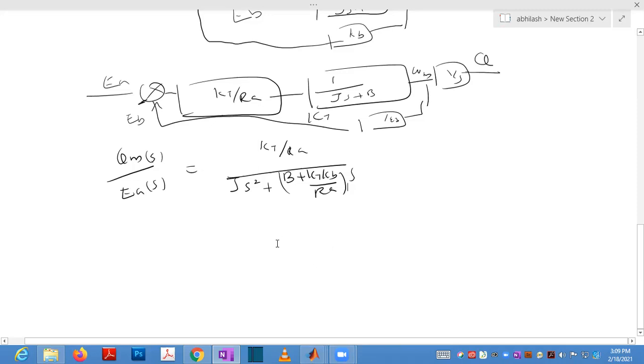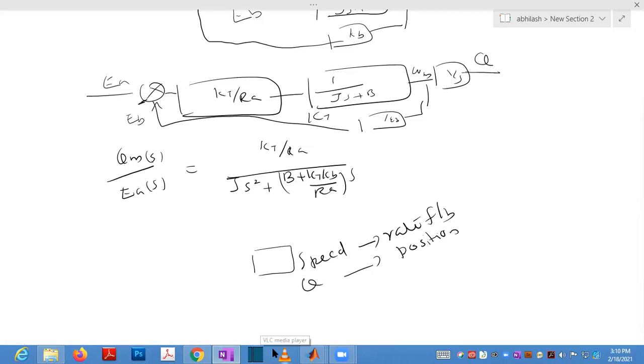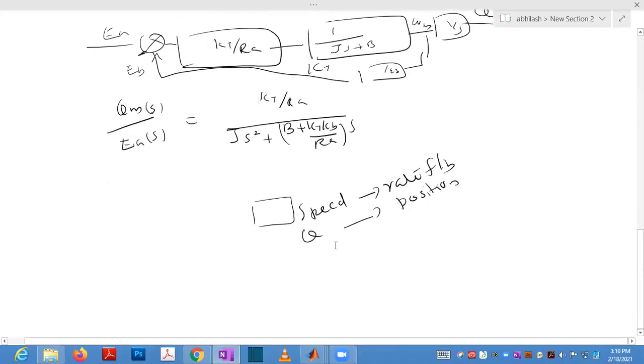Now I am closing the loop. For closing the loop, I have to use this one, so I will name it as something. Whatever I want to measure is one is speed, another one is theta. If I am measuring speed, that is called rate feedback. This is position feedback. So I need two sensors for that, and I will use two sensors and close the loop.